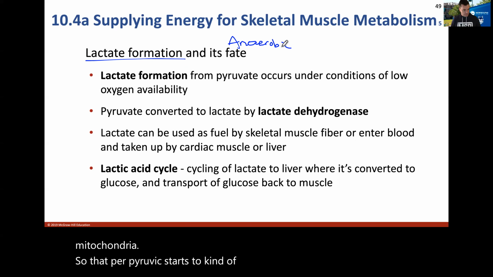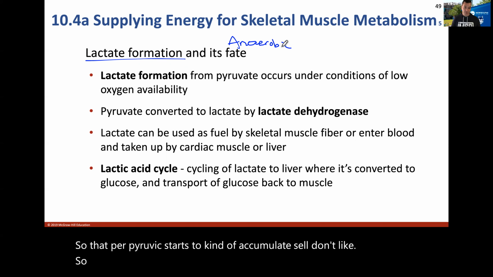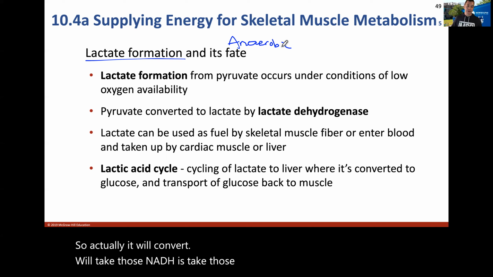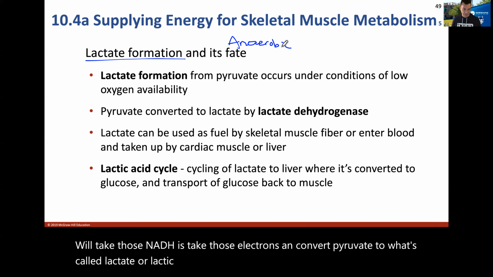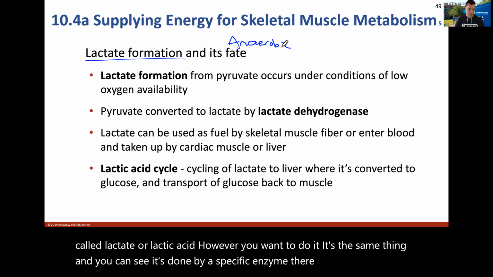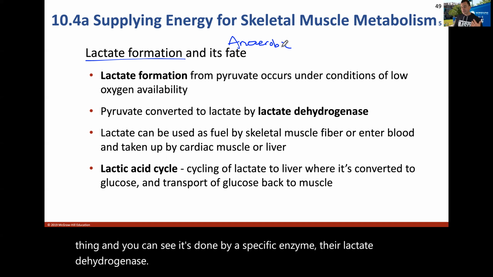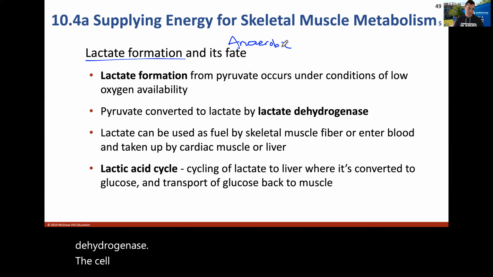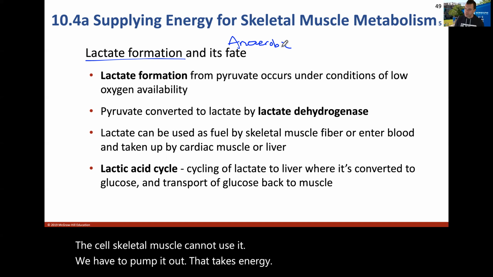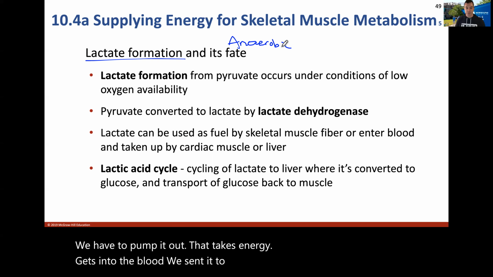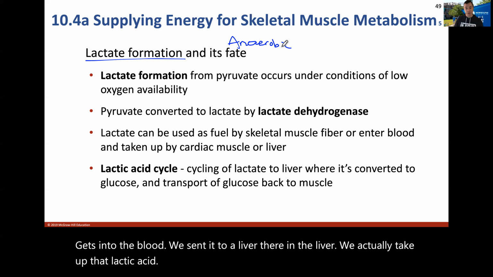Cell don't like that. So actually it will take those NADHs, take those electrons, and convert pyruvate to what's called lactate or lactic acid, however you want to view it, it's the same thing. And you can see it's done by a specific enzyme there, lactate dehydrogenase. The skeletal muscle cell cannot use it. We have to pump it out. That takes energy. It gets into the blood, we send it to the liver. There in the liver, we actually take up that lactic acid and convert it back to glucose.